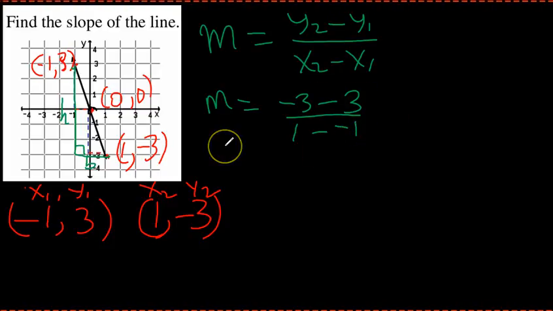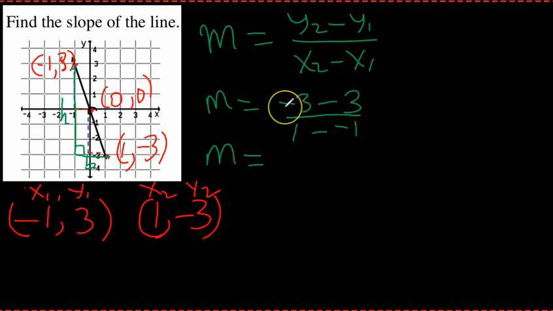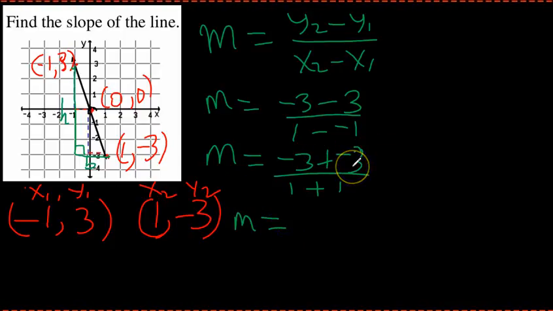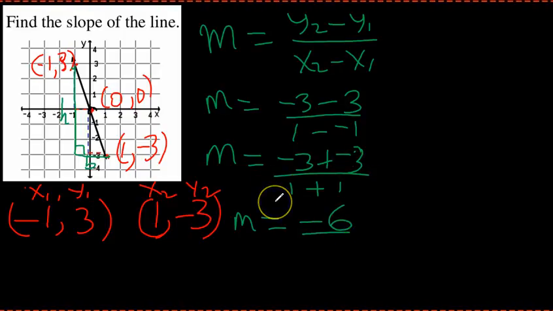Okay, and now we're going to change all subtraction to adding its opposite. We keep -3, change subtraction to addition, and change the next number to its opposite, -3. Over, we keep 1, change subtraction to addition, change -1 to 1. Okay, that gives us m equals, so -3 plus -3 is -6. And 1 plus 1 is 2.